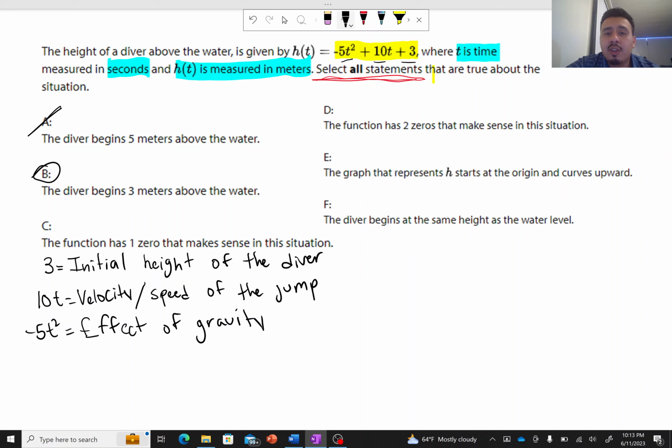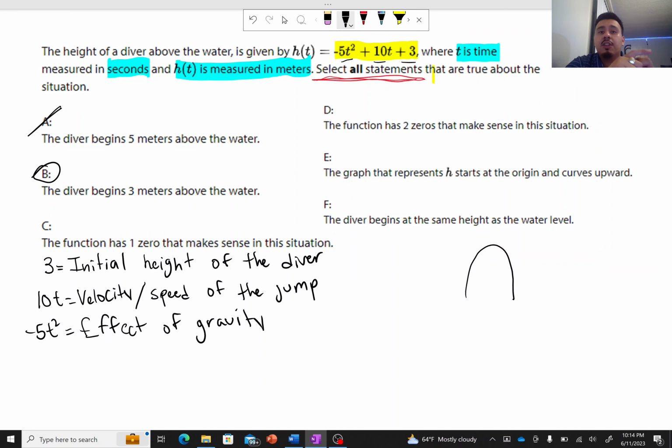Now let's look at E. The graph represents the start at the origin and curves upward. Well, first of all, by curves upward, it means that it's a regular U shape, right? This graph is not a regular U shape. This graph is an upside down U shape. In other words, it curves downward. How do I know? Visually, try to figure out how a diver is going to jump off. He's going to jump off and then the graph goes in a downward direction, right? So that's one of the ways I know that the graph is going to curve down, because it's following the path of the jumper.